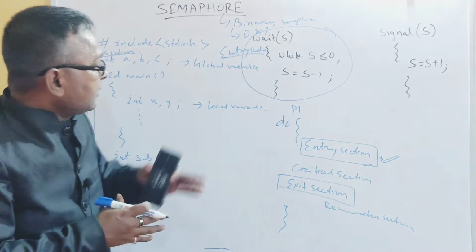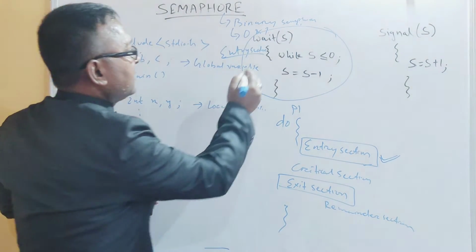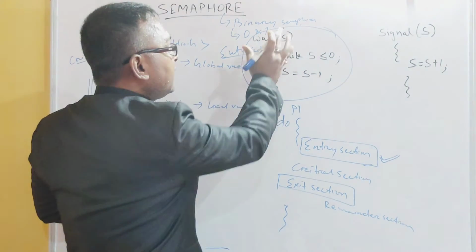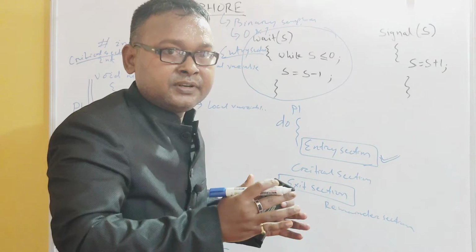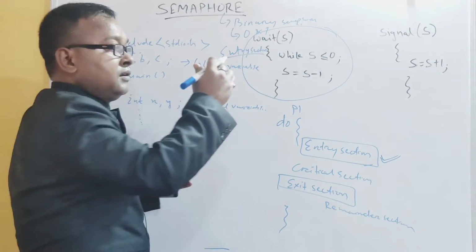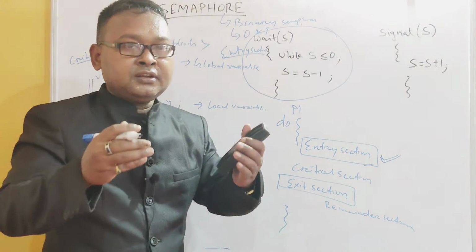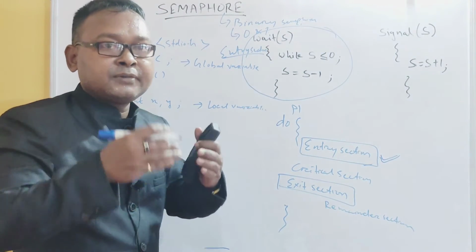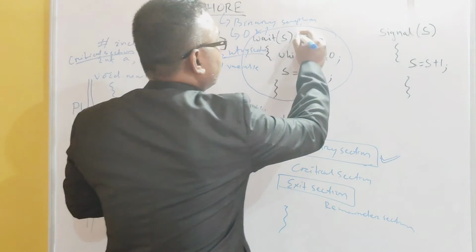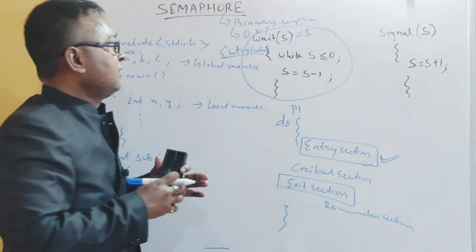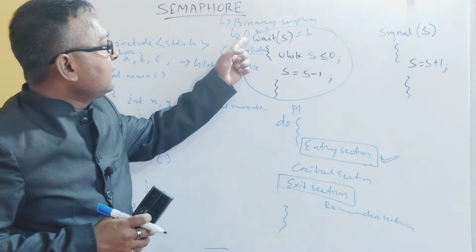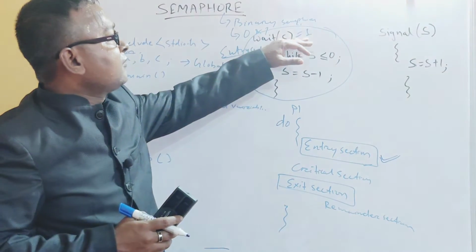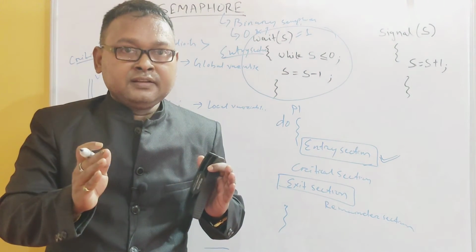Right now P1 executes this particular code. That means the wait operation will be executed. Before executing the atomic operations, the semaphore has to be initialized. The semaphore is initialized to 1. As the binary semaphore can have two values, 0 and 1, in the beginning the semaphore value is initialized to 1.